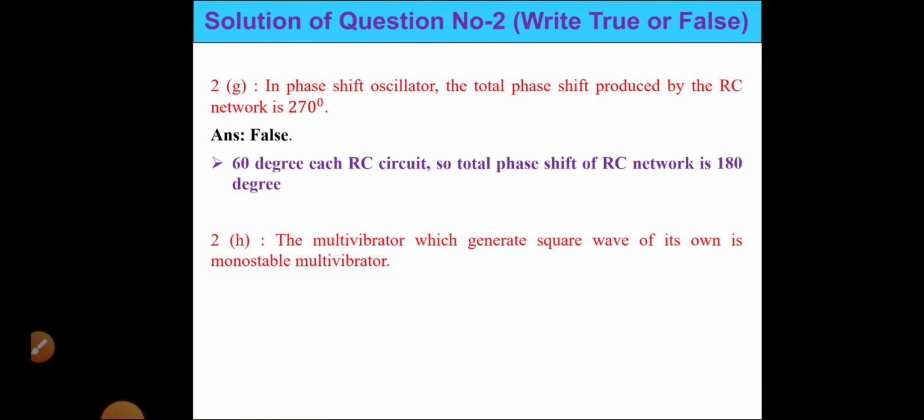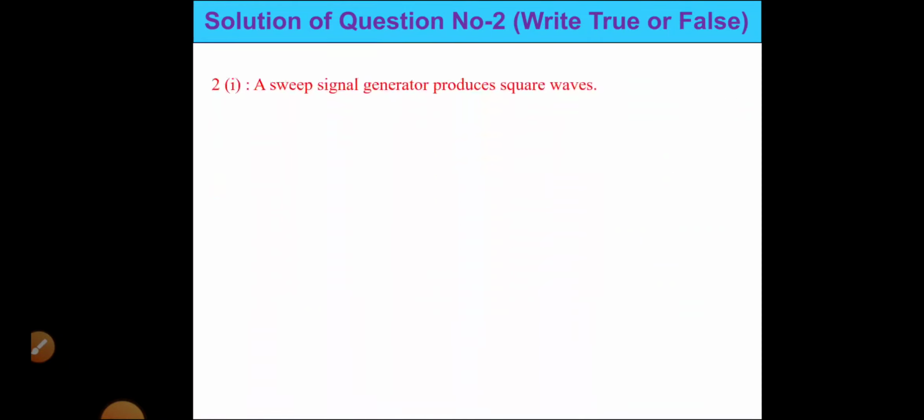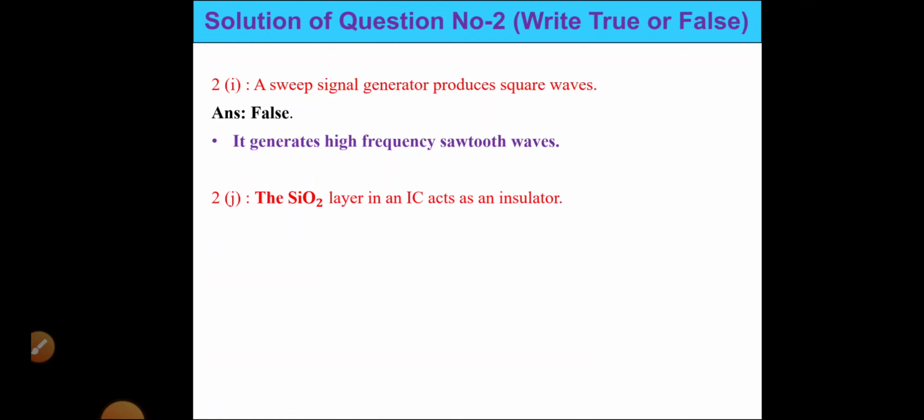The multivibrator which generates a square wave of its own is the monostable multivibrator. This statement is false. The monostable multivibrator does not generate a square wave on its own. A sweep signal generator produces a square wave. This statement is also true, because a sweep signal always produces high frequency short waves. The silicon dioxide layer, that is the SiO2 layer, in an IC acts as an insulator. Yes, the silicon dioxide in an IC acts as an insulator.